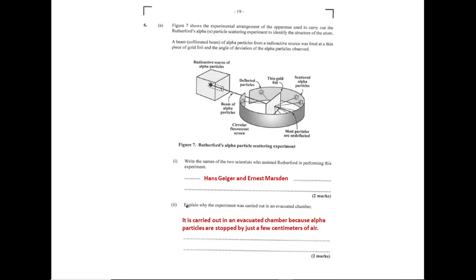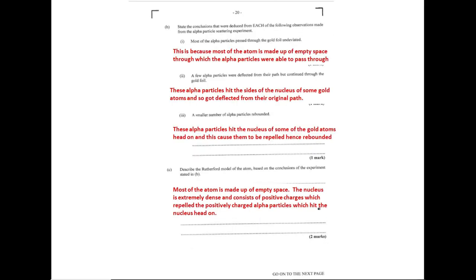Then it says, explain why the experiment was carried out in an evacuated chamber. It is carried out in an evacuated chamber because alpha particles are stopped by just a few centimeters of air. Alpha particles are kind of sensitive. Like I was saying, most of this test was kind of theory, coming from question 4 right down to 6. So read, because remember one year they asked, nearly every question was, what is the principle of this? What is the law of this? So learn your laws, learn your principles.